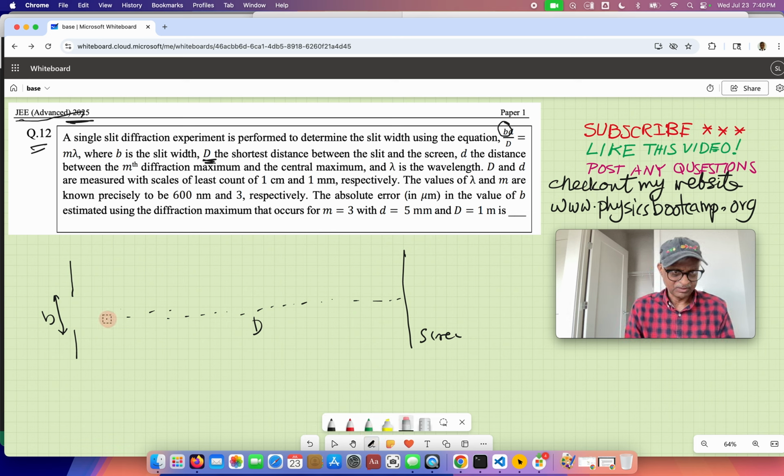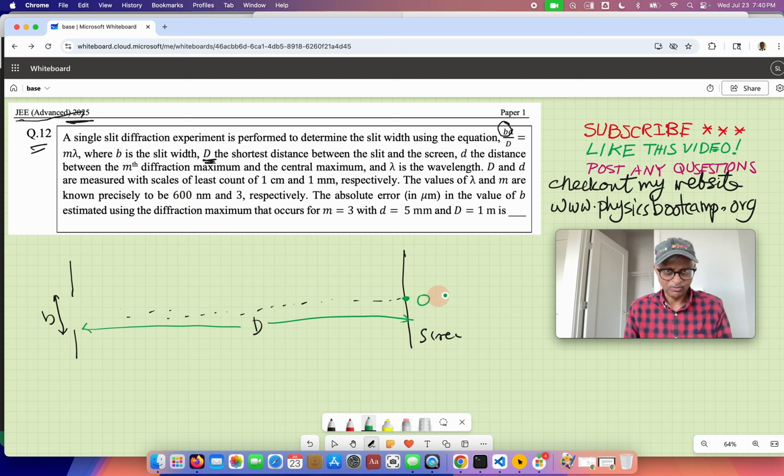Let me erase this here because it's a single slit. This whole distance from here all the way here is D, and this is the center O. This is not completely right. This is the diffraction pattern I'm trying to draw, so let's redraw it.